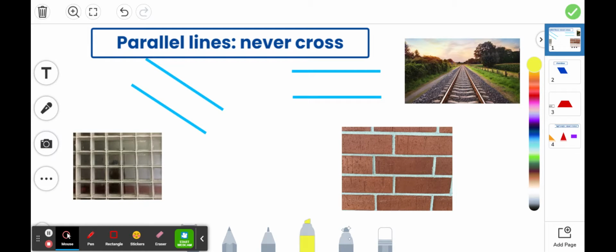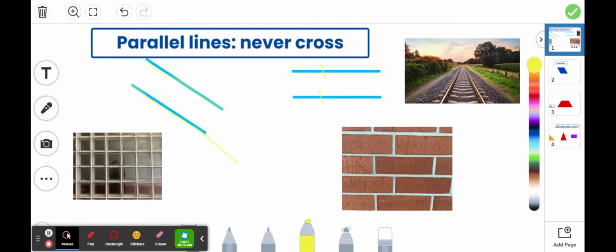Today we're going to talk about parallel lines and right angles. Parallel lines are two lines that never cross. So this line is parallel to this line. Even if I draw it a lot further out, those lines are never going to cross. This line is parallel to this line.